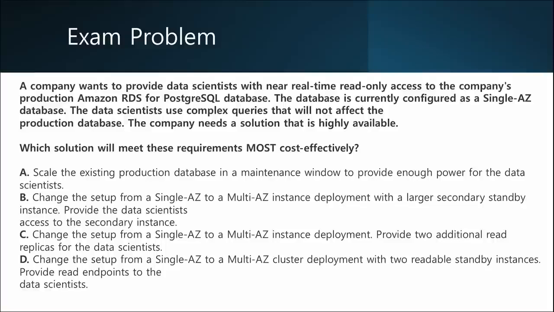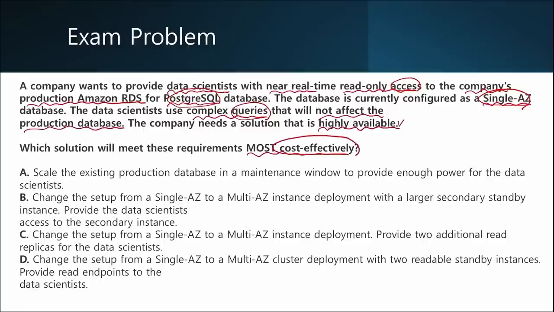Now, let's try solving some practice problems. A company wants to provide data scientists with near real-time, read-only access to the company's production Amazon RDS for PostgreSQL database. The database is currently configured as a single AZ database. The data scientists use complex queries that will not affect the production database. The company needs a solution that is highly available. Given these requirements, what would be the most cost-effective solution?